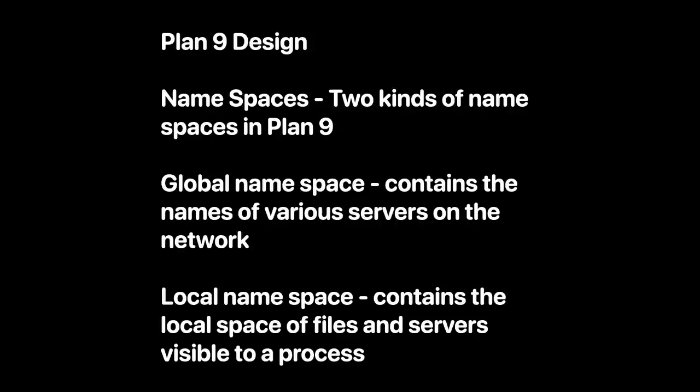The namespaces, there were two kinds that were supplied in Plan 9. First was the global namespace. Basically, that contained things like the names of the servers on the network. Also, they had a local namespace. That contains the local space of files and servers that were available to a process. The communications protocol with Plan 9 is file-oriented. All services, whether they're local or remote, are arranged in file-like objects, and those are collected into a hierarchy called the namespace of the server.